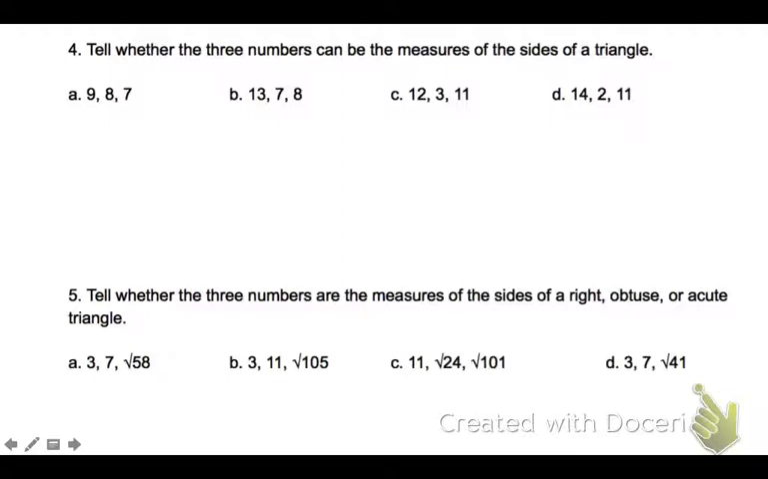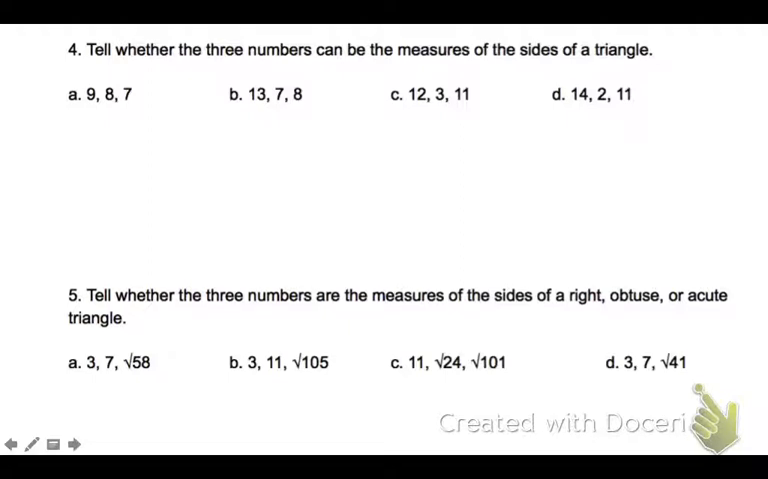Okay, number four, another type of question you might see. Tell whether the three numbers can be the measures of the sides of a triangle. Speaking of problems like this, going over the first quiz would be really helpful for you, because about half of the questions on the test are taken from that first quiz or are going to be very similar to it, and half of them are going to be new from the stuff that we did over the past week and a half. So going over that quiz and making sure that you know how to do problems like the ones in number 4 and number 5 would really be helpful for you.